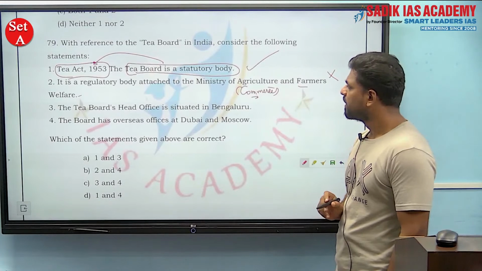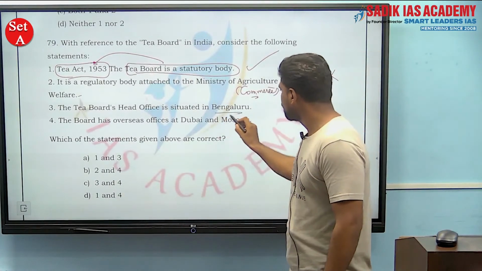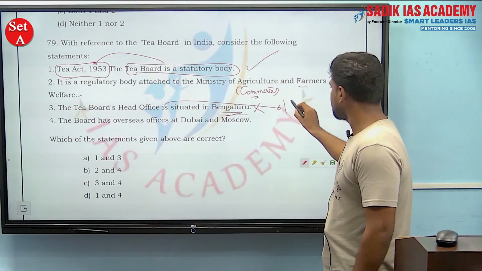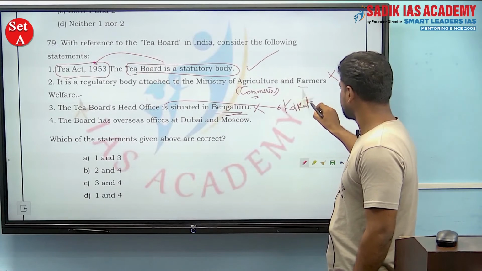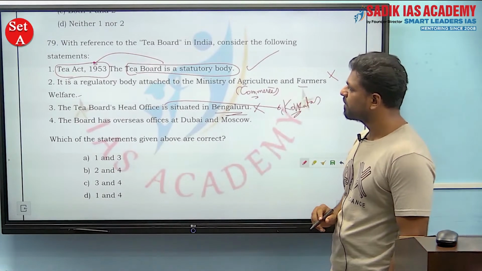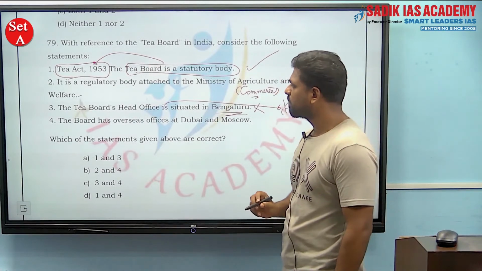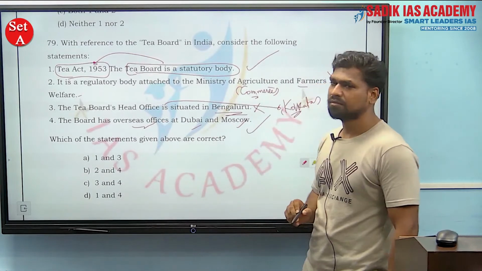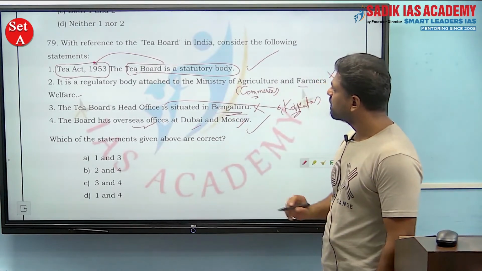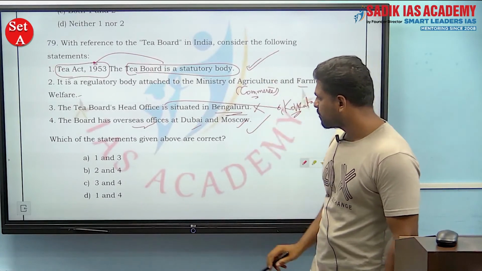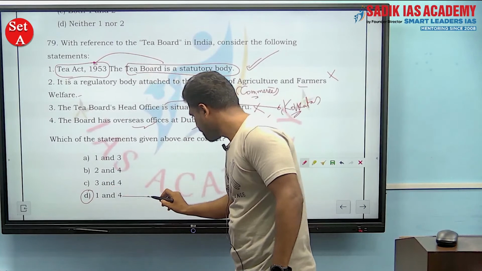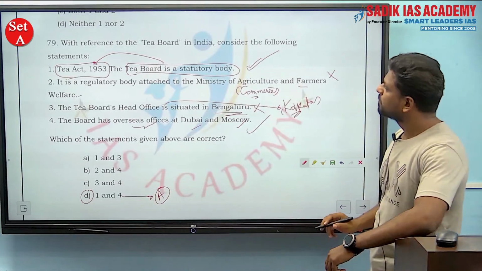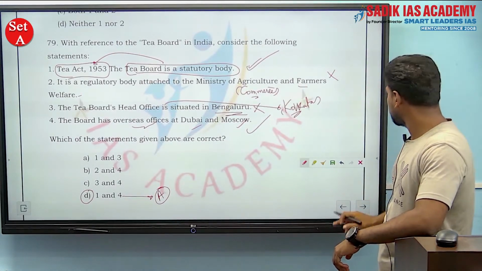What about statement number 3? The Tea Board's head office is situated in Bengaluru. This statement is also wrong because the head office is situated in Kolkata. So, statement 3 is also wrong. What about statement 4? The board has overseas offices in Dubai and Moscow. This statement is right. Therefore, the right answer is statements 1 and 4. Option D. So, this is the right answer for this particular question.